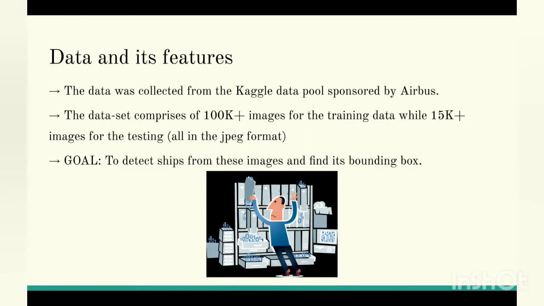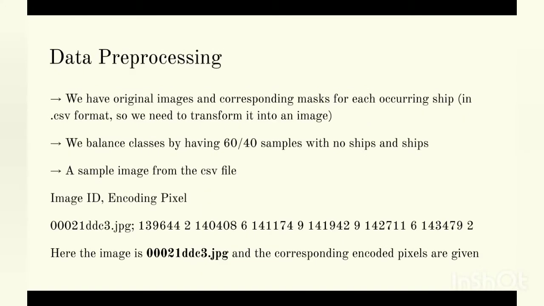The data and its features: we collected data from Kaggle, and the data was sponsored by Airbus. The initial data set was around 180,000 images for training and 50,000 for testing, and the goal was to be able to find the bounding box of these ships.